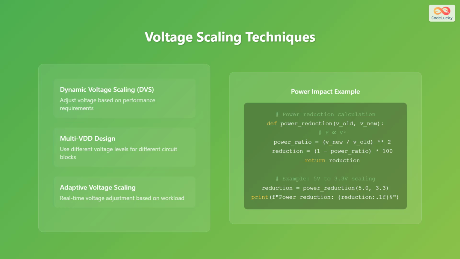In fact, let's define a small program to demonstrate this. It will calculate the power reduction when voltage is reduced. It takes old and new voltage values as input, calculates the ratio of new and old voltage squared to get the power ratio. This is used to find the reduction. The reduction is the difference of 1 and the power ratio, multiplied by 100 to express it as a percentage.